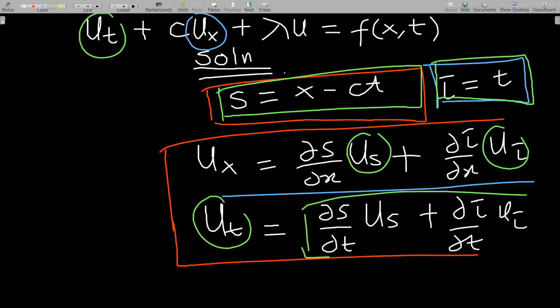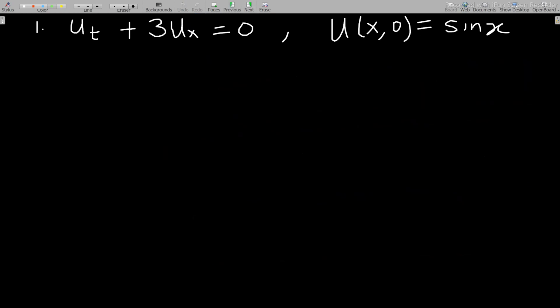I said that s is gotten from solving the characteristic equation I just wrote. So put them in mind. Let's go ahead and take examples and see how you go about them.